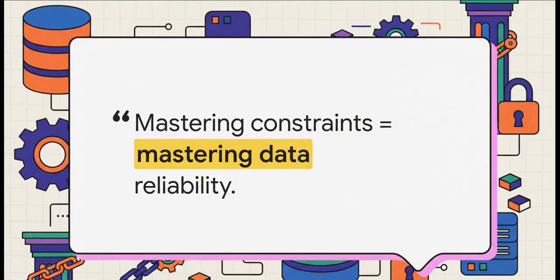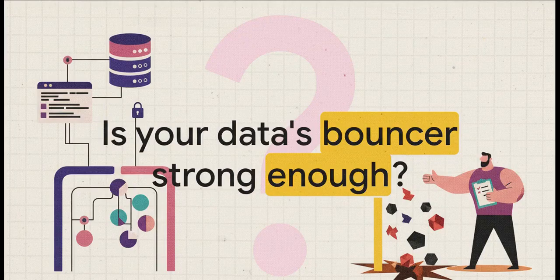In the end, it really just boils down to this simple equation. If you want to build systems that are tough, that are predictable, that people can trust, you have to master constraints. Truly understanding how to use them is the key to making sure your data stays clean and reliable for the long haul. And so I'll just leave you with this one final question to think about. When you look at the systems you work on every day, are the rules in place? Is your data's bouncer doing a good job, or are you maybe letting a little bit of bad data slip through the cracks? The answer to that question can make all the difference.